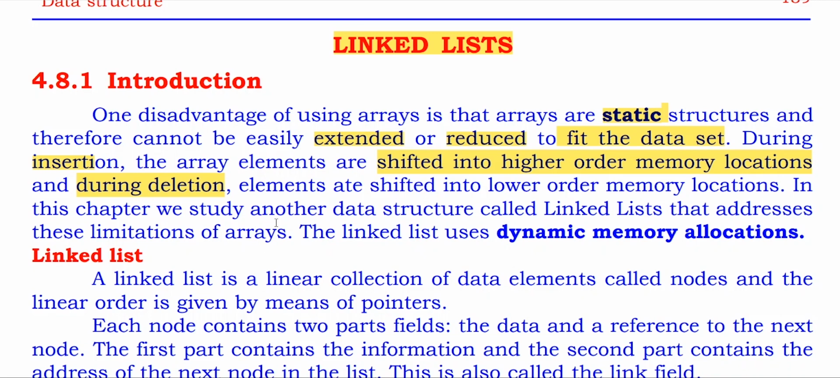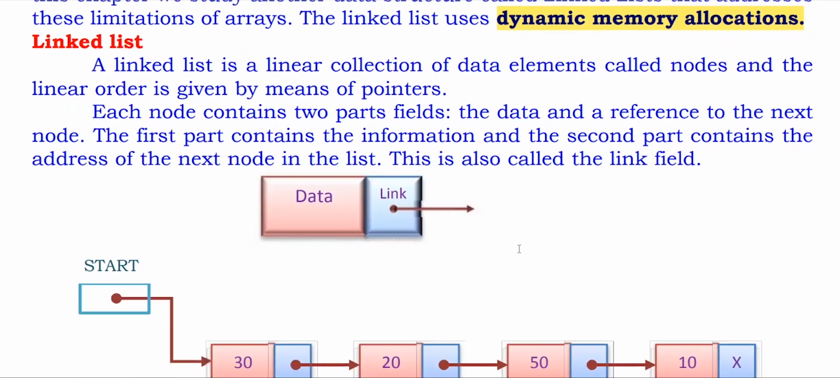In this chapter, we study another data structure called a linked list that addresses these limitations of arrays. The linked list uses dynamic memory allocation, so these drawbacks will be overcome and eliminated. We will understand the linked list as a linear data structure and how it can be better than static memory allocation. Using dynamic memory allocation, you will understand the advantages by the end of this chapter. So now let us learn what a linked list is.